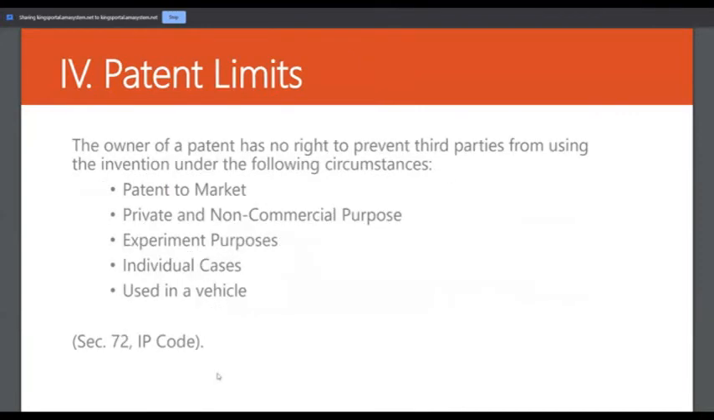And there's also what we call limitations of the patent right. The owner of a patent has no right to prevent third parties from using the invention under the following circumstances. What are those? Patent to market, private and non-commercial purpose, experiment purposes, individual cases, used in a vehicle. So these are the circumstances in which the owner of the patent has no right to prevent other people or third parties from using his or her invention.